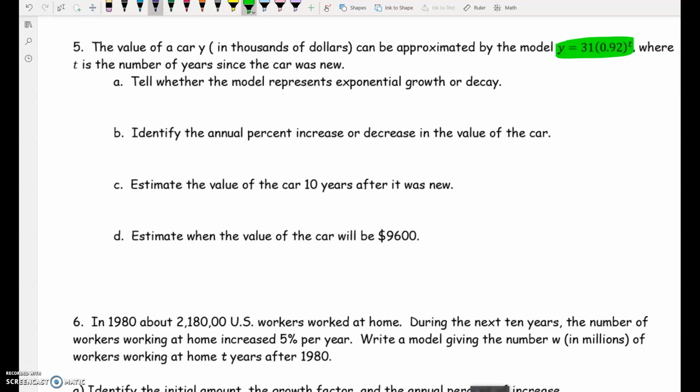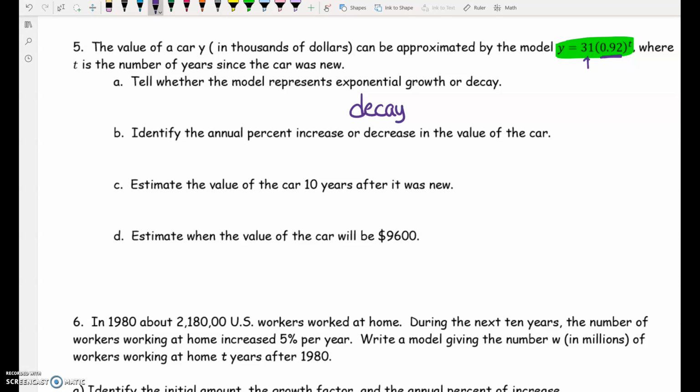So I should ask, what was the starting value of the car? What was the value of the car when it was brand new? It was $31,000. Then we look inside the parentheses. Is this a growth model or a decay model? This is a decay model. The value of the car is decreasing.